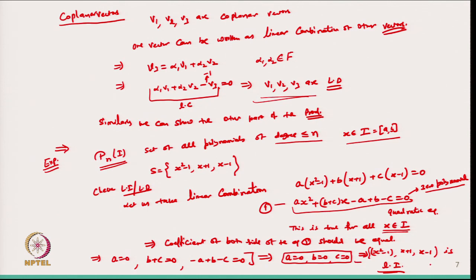So, let me stop here. Today we started with the definition of linear independence or dependence, and then we also discussed collinear vectors and coplanar vectors, and we have studied some examples also. So, in the next class we will continue with this.